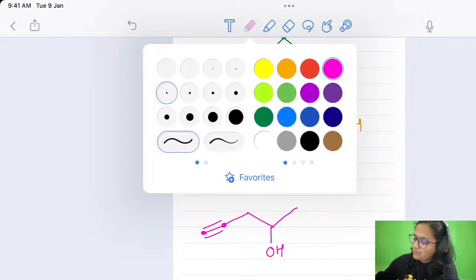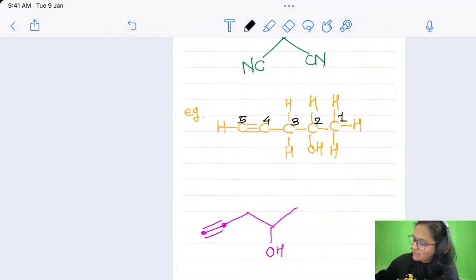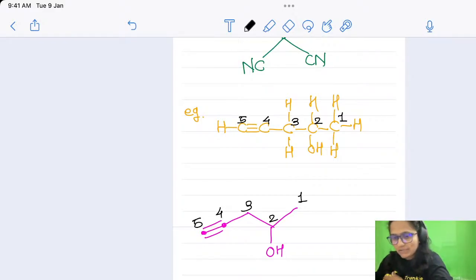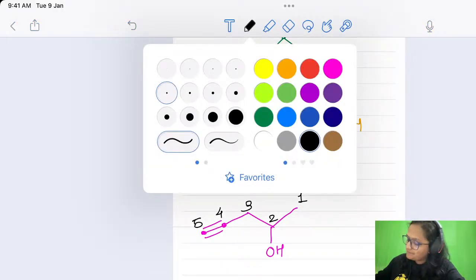So I'll write down the numberings. This is carbon number 1, carbon number 2, carbon number 3, 4 and 5, right? So this is how we can draw the bond line structure for the given complete structure. Okay, just observe this structure as well, guys. And then I'll write down the next one.